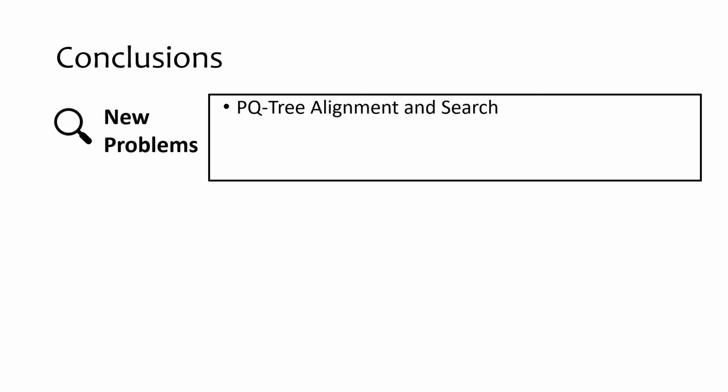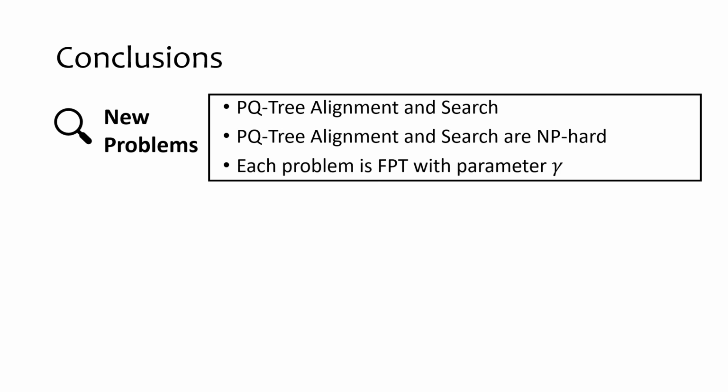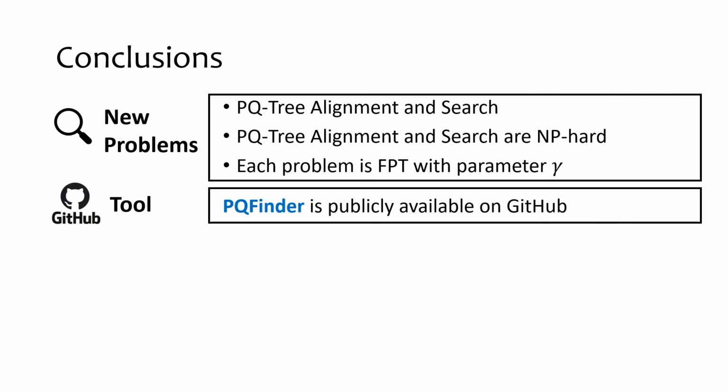In conclusion, we defined new problems in comparative genomics, denoted picture tree alignment and picture tree search, and we designed an efficient algorithm that solves them. We showed that picture tree alignment and search are NP-hard and that they are both FPT with the parameter gamma, the maximum degree in the tree. We implemented the algorithm as a tool and made it publicly available on GitHub, along with all the data needed to reconstruct our biological results.